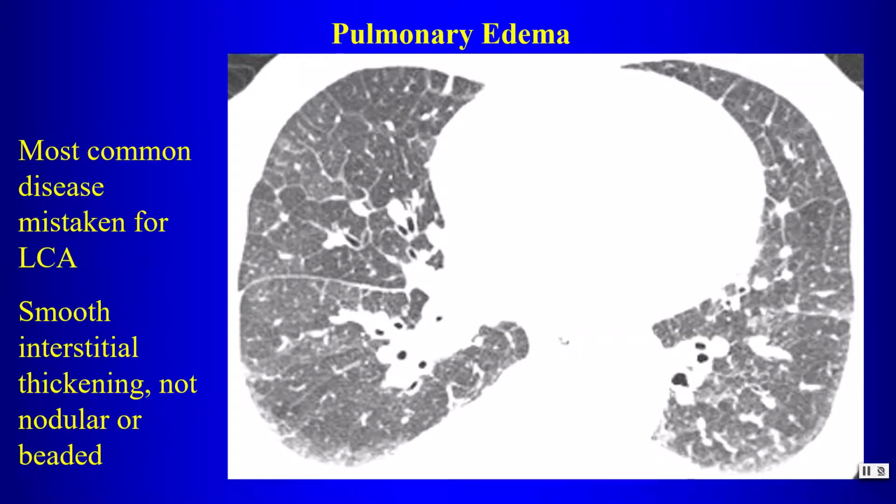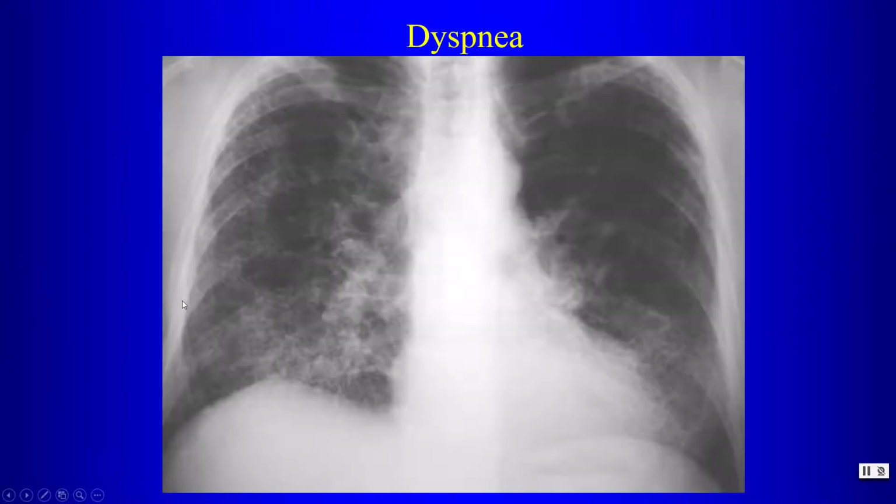Now, we don't want to confuse pulmonary edema with lymphangitic carcinomatosis. Pulmonary edema is the most common cause of smooth interlobular septal thickening. So pulmonary edema can give you smooth interlobular septal thickening. This interstitial pulmonary edema does not give you nodular interlobular septal thickening.